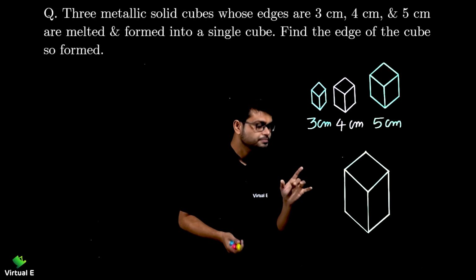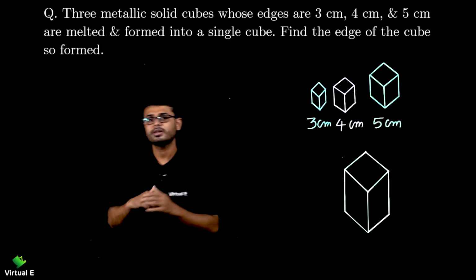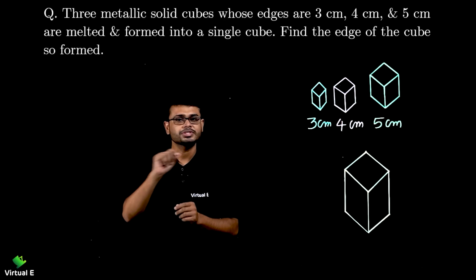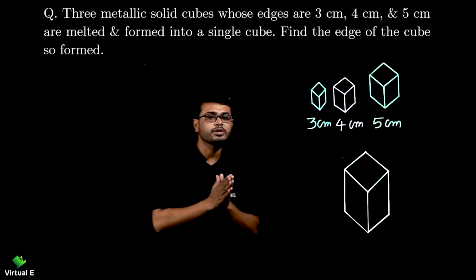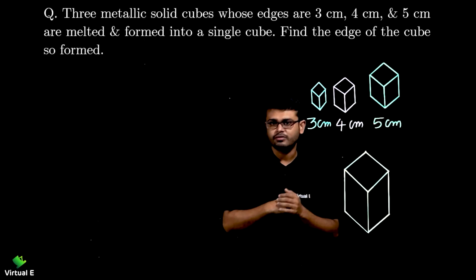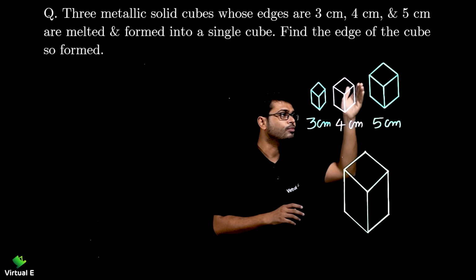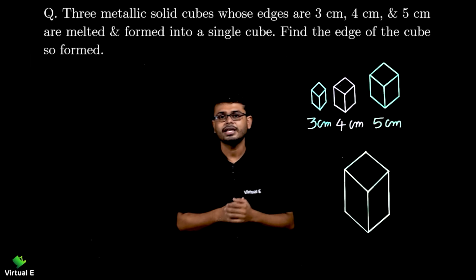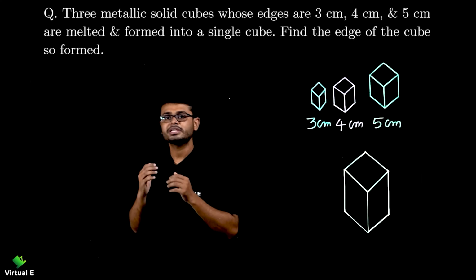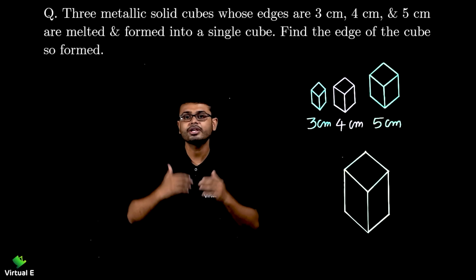Now whenever melting comes into the picture, remember one thing, we are going to discuss the volume, not the surface area. Volume is going to remain the same. So how will I start? First of all, I will get the total volume: volume of the first cube plus volume of the second cube, volume of the third cube. Then I will add them. Why am I going to add it? Because it is written we are going to melt and then form one cube.